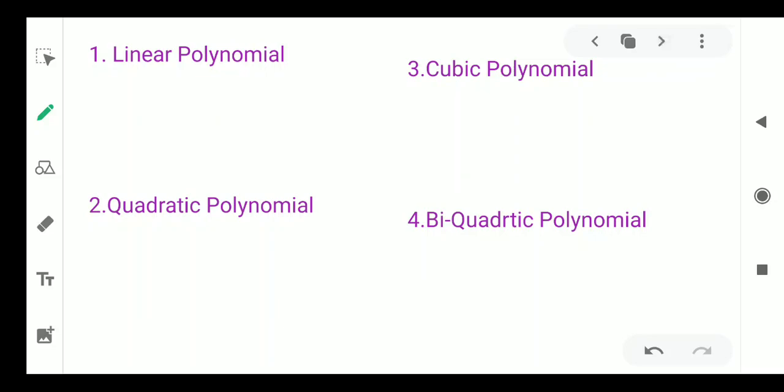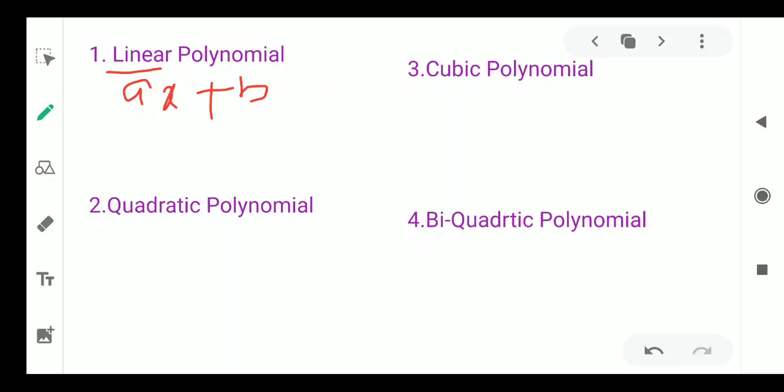Linear polynomial, in the name itself it is there. Linear means one line. Line means the degree is 1, so linear means degree is 1. That is called a linear polynomial. Now let us see the general form of the linear polynomial. The general form is ax plus b. This is the linear polynomial.